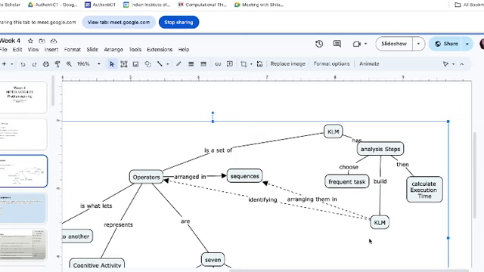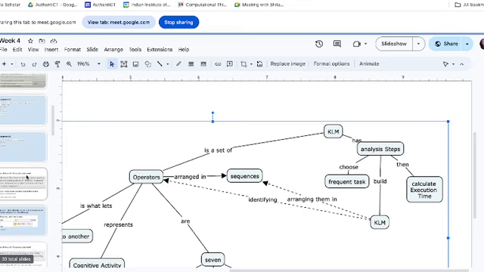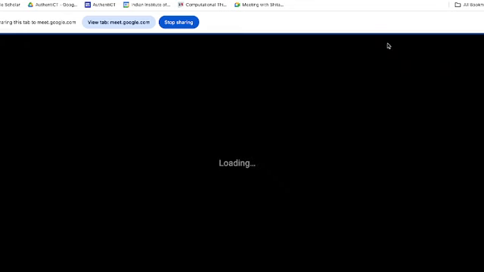Then we build the KLM model. Why do we build the KLM model? Because the total of each identified operator, taken in this sequence, gives us the execution time. That's how we find out the task execution time. So to find that out, we need to model this. Now I think we can go towards the next one.